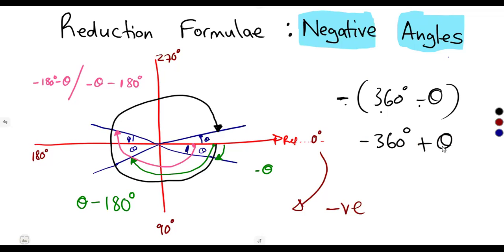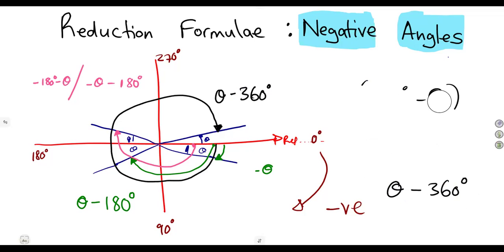Because we have got a positive here, we can start with theta, which is positive. So it's theta minus what? 360 degrees. So in the first quadrant, as a negative angle, our angle will be called theta minus 360 degrees. This will be our angle in the first quadrant, as a negative angle.